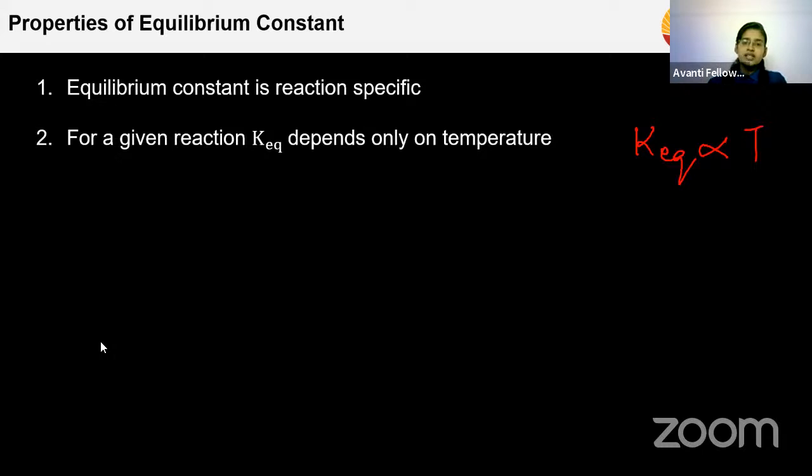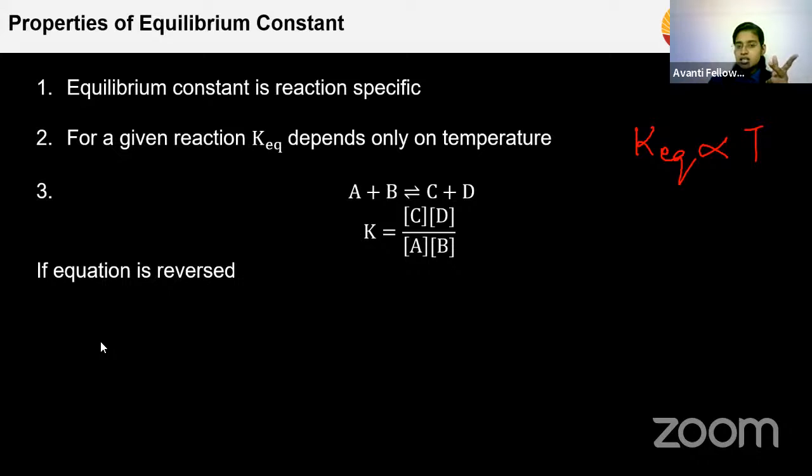And the third property is very important. Listen carefully. I have taken the reaction A plus B giving C plus D. So what will be the equilibrium constant for this? It will be C into D divided by A into B concentration, right? If this equation is reversed, how does it look? It will be C plus D in equilibrium with A plus B, right? I have reversed this equation and I have got this.